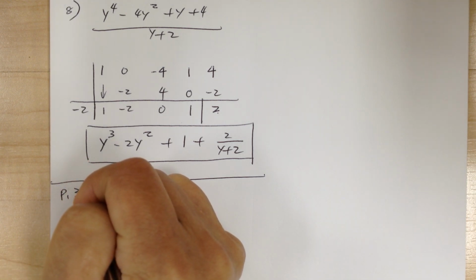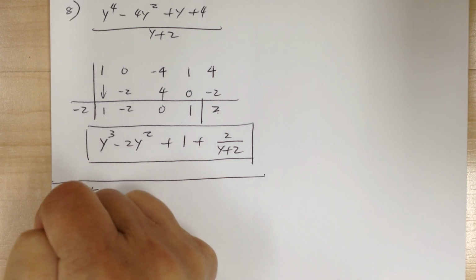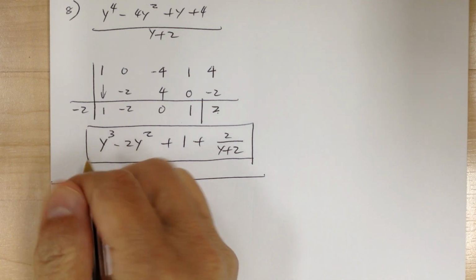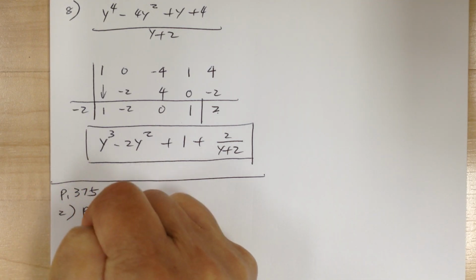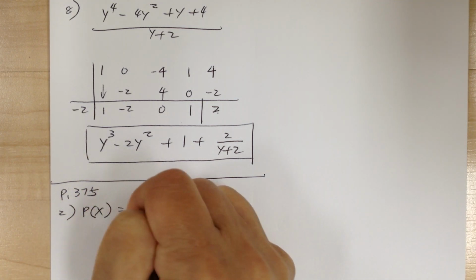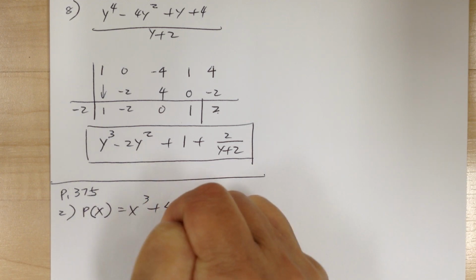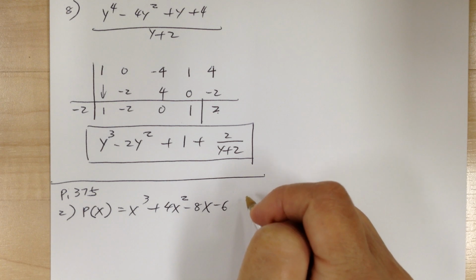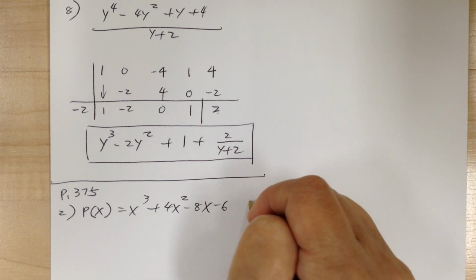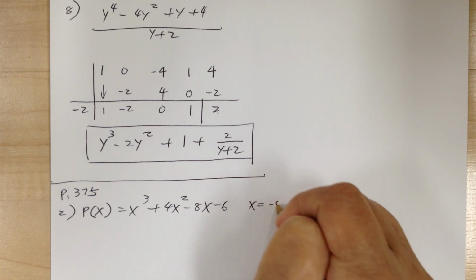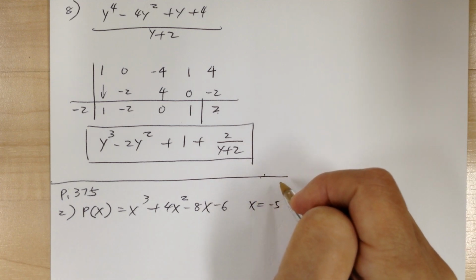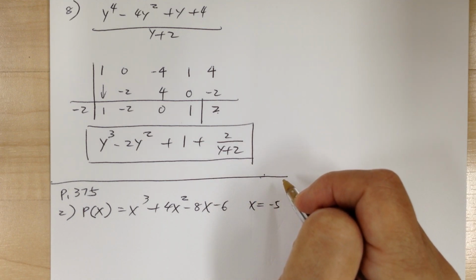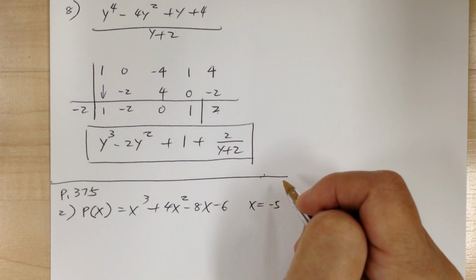And let's do number 2. So you've got p of x equal to x^3 + 4x^2 - 8x - 6. Now if it says c equal to -5, you can just call it x equal to -5. Okay, so use synthetic substitution to find p of c.